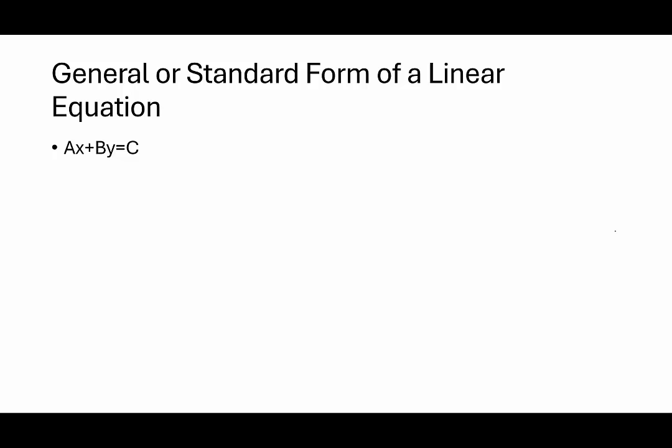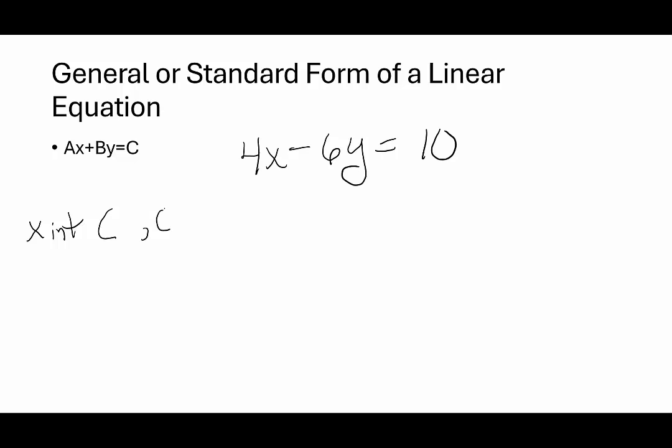The general or standard form of an equation is ax plus by equals c. We can use this to find intercepts or have intercepts. Let's look at an example. We have 4x minus 6y equals 10. So I can find the x-intercept. That's when y equals 0 and we have an x. And the y-intercept when we have an x equals 0 and we have a y.